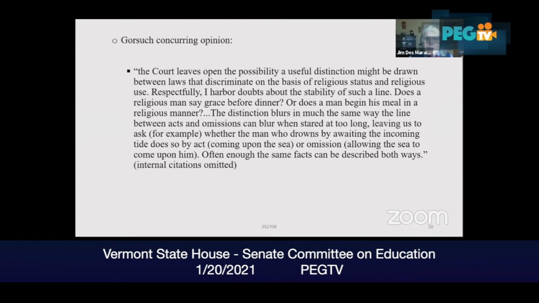The distinction blurs in much the same way the line between acts and omissions can blur when stared at too long, leading us to ask, for example, whether the man who drowns by waiting for the incoming tide does so by act, coming upon the sea, or omission, allowing the sea to come upon him. Often enough, the same facts can be described both ways.